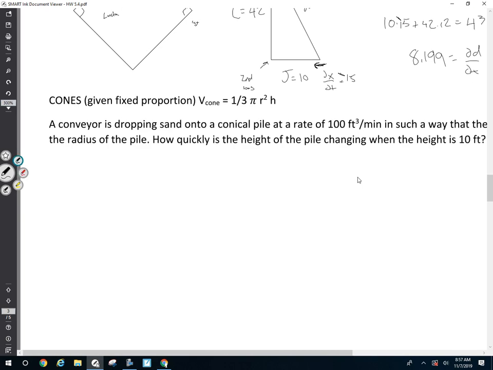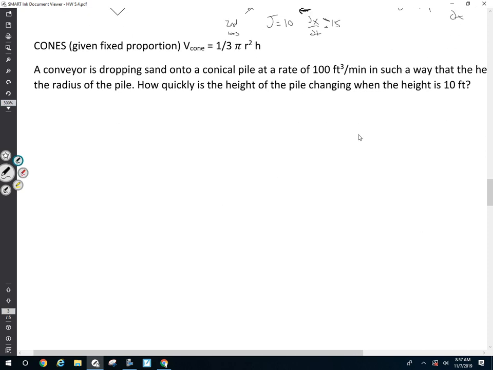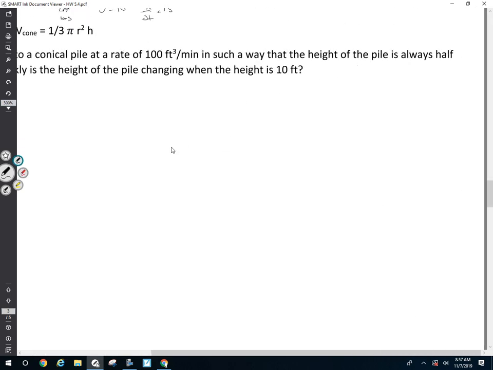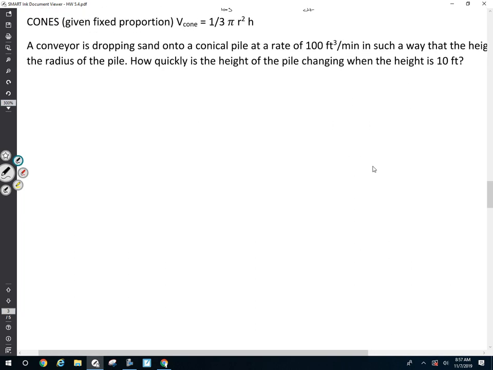All right, next one, cones. Given a fixed proportion, a conveyor is dropping sand onto a conical pile at a rate of 100 cubic feet per minute, in such a way that the height of the pile is always half the radius of the pile. How quickly is the height of the pile changing when the height is 10? Okay, so I've got some conveyor dropping sand onto some sort of conical pile.